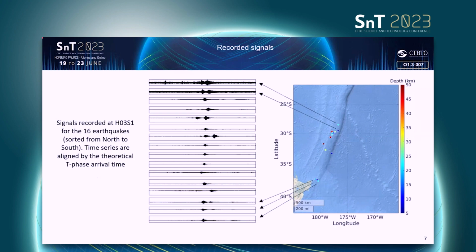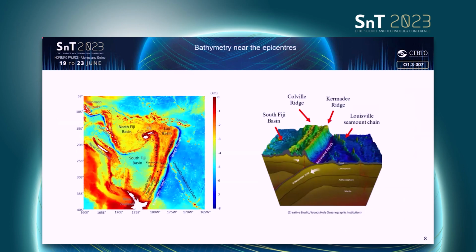From these 16, we ended up working with only 14, because for one specific earthquake there was a hydrophone that was not working well. There were also two earthquakes that occurred very close in time, so we decided not to analyze one of them, because otherwise you don't know very well if the signal is from one or from the next earthquake.